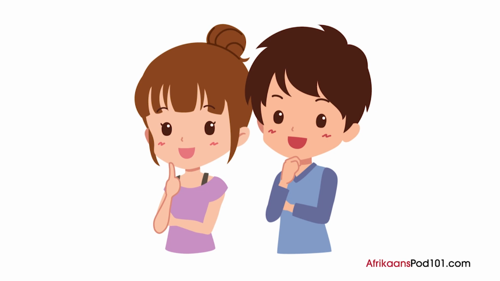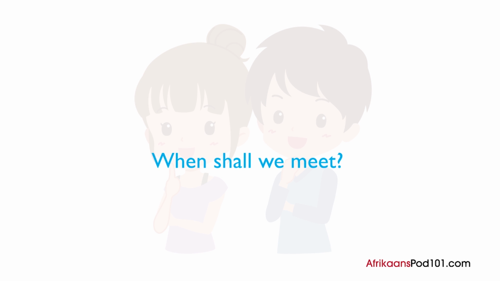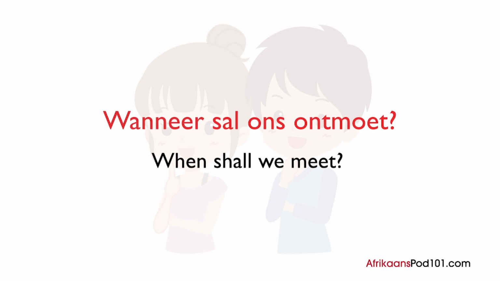Now let's say you want to meet a friend. How would you ask, when shall we meet in Afrikaans? It's easy because you can translate it directly. It becomes wanneer sal ons ontmoet. Wanneer is of course the question word when, then sal, which means shall. Next we have we, which is ons in Afrikaans, and finally ontmoet, which means to meet. Altogether, wanneer sal ons ontmoet means when shall we meet.